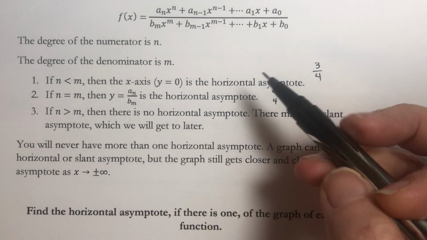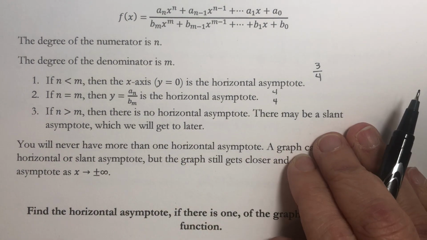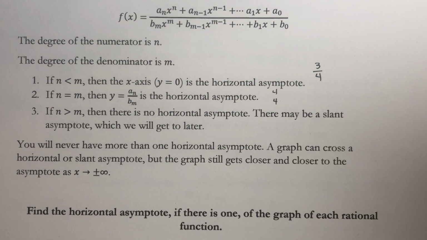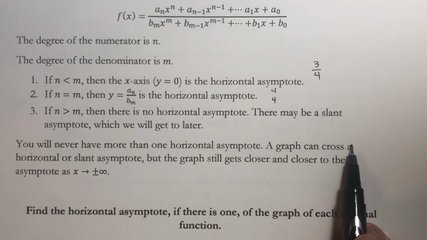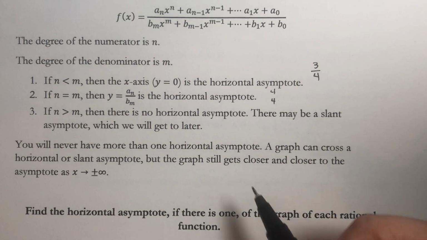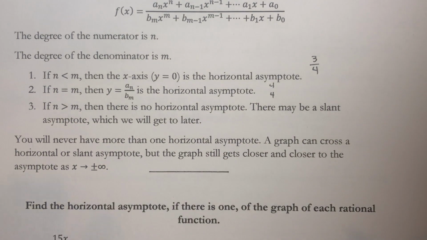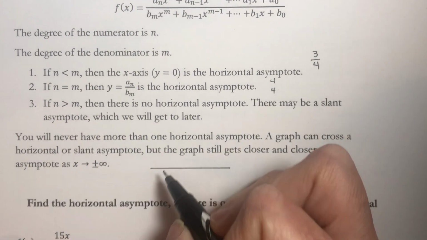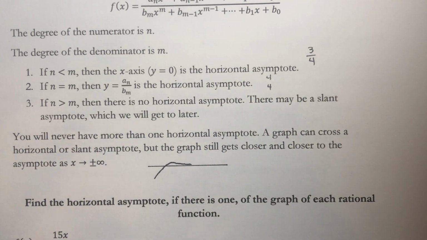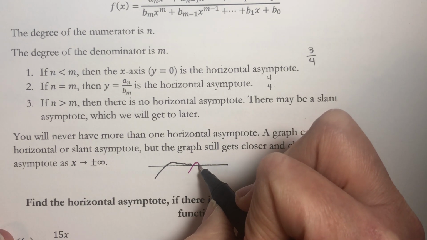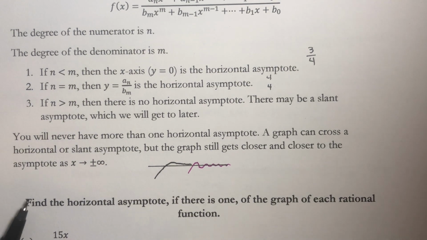Now, if the numerator's degree is greater than the denominator's, we don't have a horizontal asymptote. We might have a slant asymptote. We'll talk about that later. We never have more than one horizontal asymptote, and a graph can cross it, but the graph is still getting closer and closer. If you tend to come in and get close to it, it's possible that you cross it and then get close to it on the other side. Some graphs tend to oscillate. They go over and over, and they get closer and closer. You're not going to see this in this class so much, but it is possible.